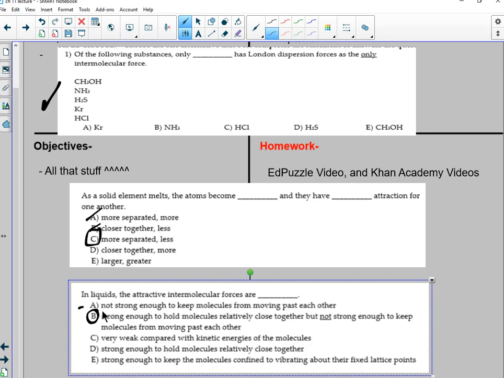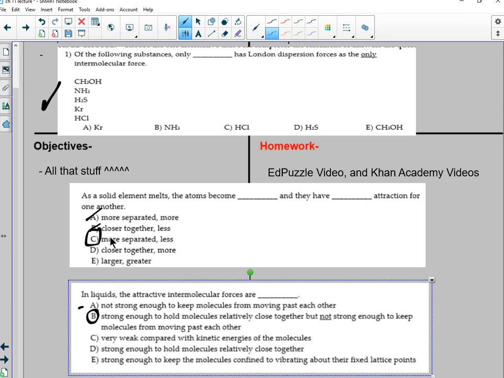No, that would describe a gas. Okay, gas, they're moving fast, so they're not going to hang out with each other. Strong enough to hold molecules relatively close together. That's sort of close, but not better than B. Strong enough to keep the molecules confined to vibrating about their fixed lattice points. That's a complicated definition of a solid, is what E is. So B was the best answer of all the options there.